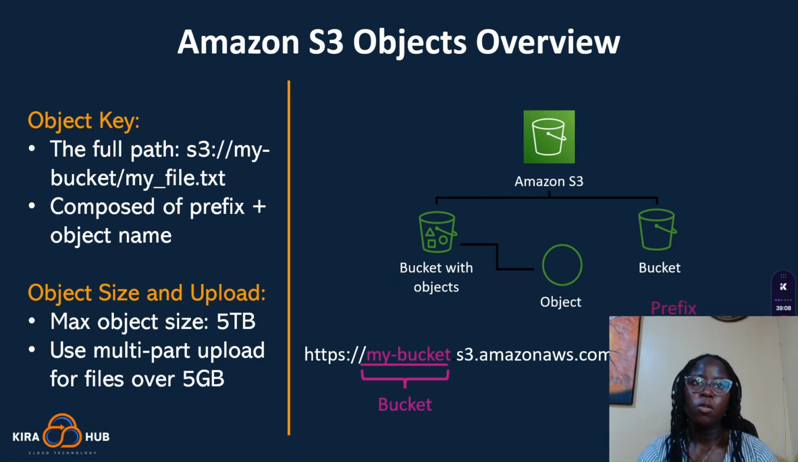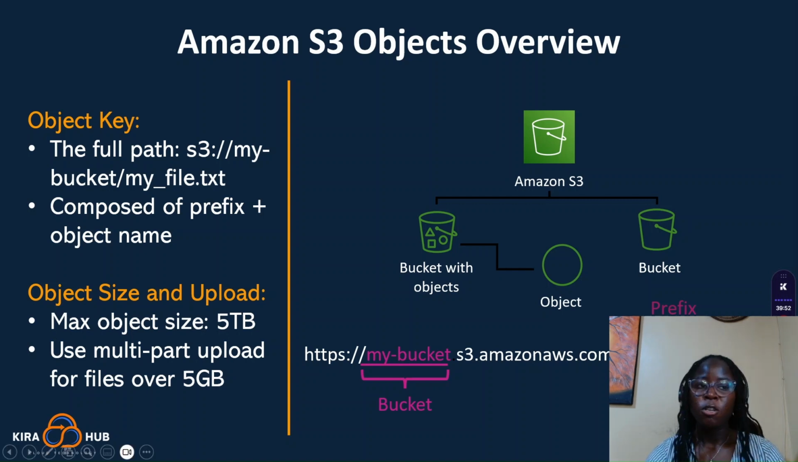Some of the key things to know: the maximum size of an object you can upload in S3 is 5 terabytes, so 5000 GB. But if you need to upload a file larger than 5 GB, they recommend using multi-part upload. Multi-part upload means that if you have a huge file to upload, you divide it into smaller chunks and then upload those chunks in parallel, which speeds up the process. Now, objects in S3 have their own metadata, data about data, which are key-value pairs that provide additional information about the object, and so on.